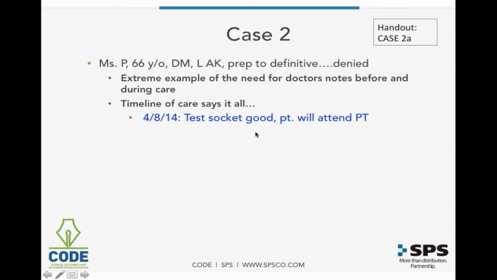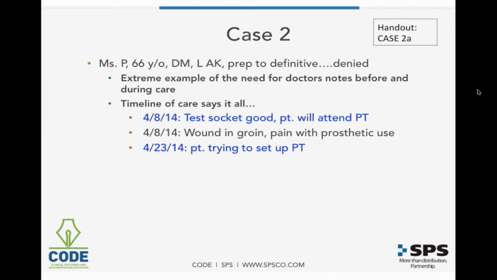Anything in blue is going to be the prosthetist notes, and anything in black, in this case, would be the doctor's notes, okay? So we just made this timeline. We said, okay, on the 8th of April, the patient was in to see the prosthetist, the test socket fit well, and the patient stated that she's going to go to physical therapy. Then the same day, she also saw her regular doctor, who charted that there was a wound in the groin and pain with the prosthesis when she wore the prosthesis. Okay, there was nothing about that in the prosthetist notes, which is odd, right? For whatever reason, maybe she didn't mention it to him. Who knows? And then she goes back to the prosthetist on the 23rd, and everything goes well.